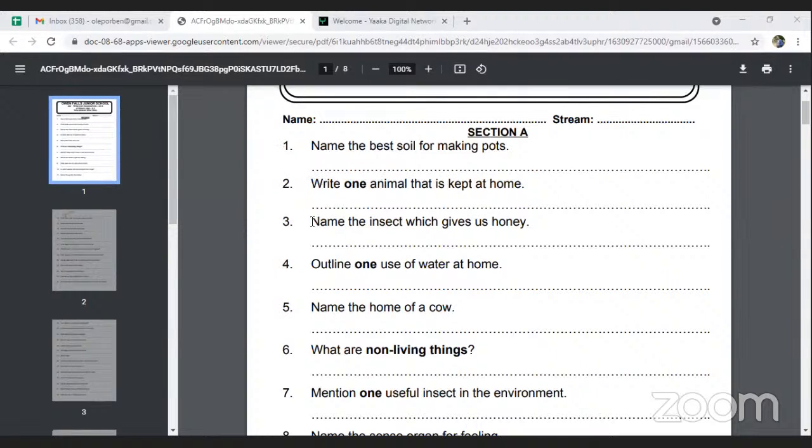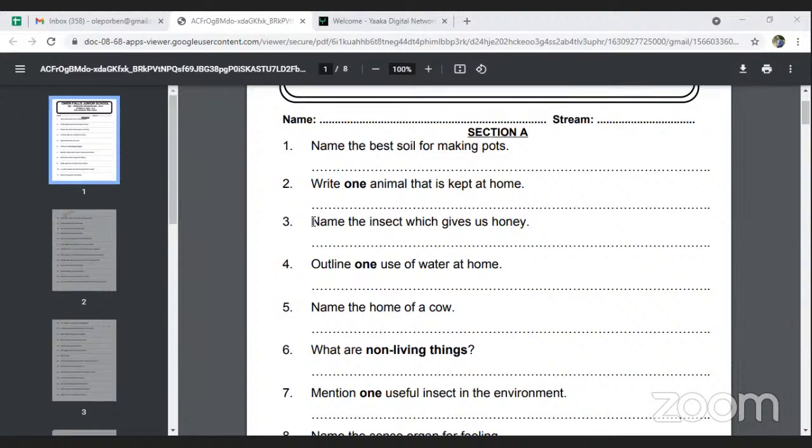Then number three, let's have Shadrach read number three. Name the insect which gives us honey. Now what we are going to do, each one of you is going to ask the other one a question. Like Shadrach has already asked Asante, name the insect which gives us honey. After answering like this, you also ask the other one. So now it is Asante's time to ask Shadrach.